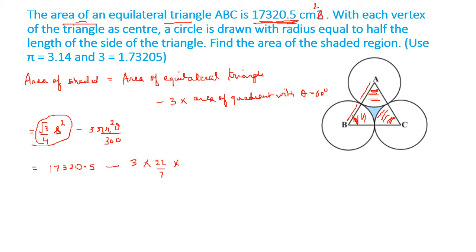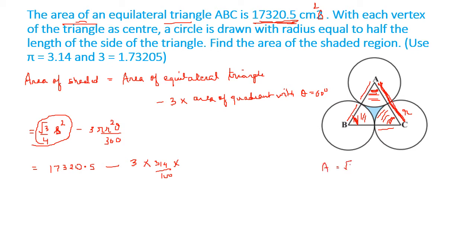Okay, we do not know the r, so the r we have to find out. How to find out the r? And sorry, we have to take the pi as 3.14. So here comes the point now. Why do we need to find out the r? It is because this quadrant has this as the r, this quadrant has this as the r. Now what is r? R is half of the side of the equilateral triangle. But we do not know the side, so let us find the side.